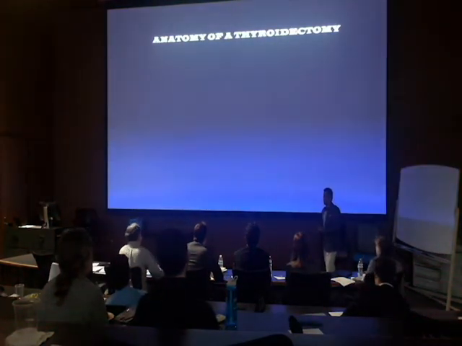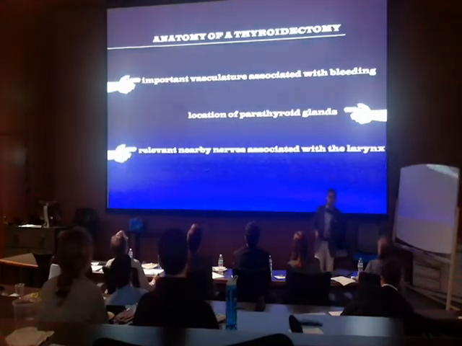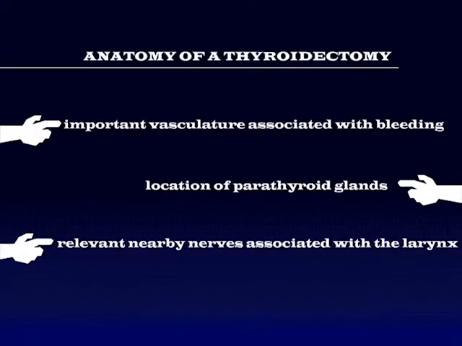Why? Because these complications can be prevented or reduced with the proper knowledge of anatomy. We will learn about the vasculature to avoid bleeding complications. We will learn about the location of the parathyroid glands to prevent hypoparathyroidism. And we will learn about important nerves nearby that innervate the larynx to prevent airway and voice complications.